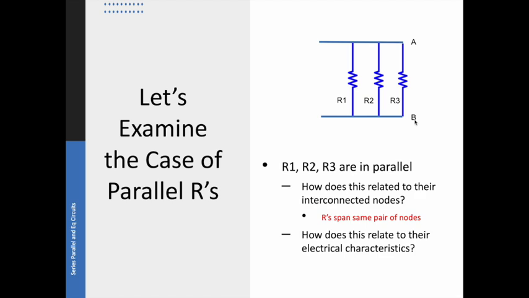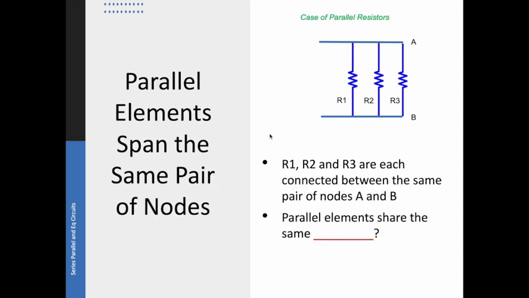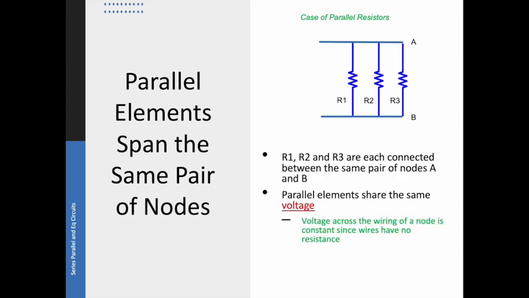Now, how does that relate to their electrical characteristics? Fill in the blank here. Parallel elements share the same what? Well, they share the same voltage. That's because the voltage at a node, node A for example, doesn't change across the node. So all these connections from the various resistors to that node must be at the same voltage because there's no voltage change within the wiring of the node. Since all of these resistors span the same pair of nodes, A and B, the voltage across each of these must be the same.